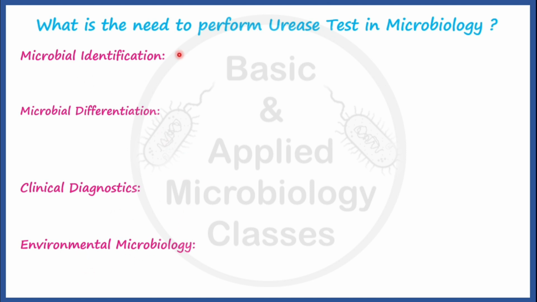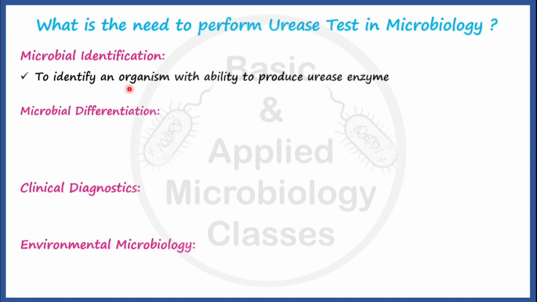Now let's talk about microbial identification. If we have an unknown bacterial culture or fungal culture, by performing the urease test, we can come to know whether that particular culture which we are examining has the ability to produce urease enzyme or not. If it has the ability to produce urease enzyme, then this property can help us to identify that unknown microbial culture, right? Because urease enzyme production is not associated with all kinds of microorganisms.